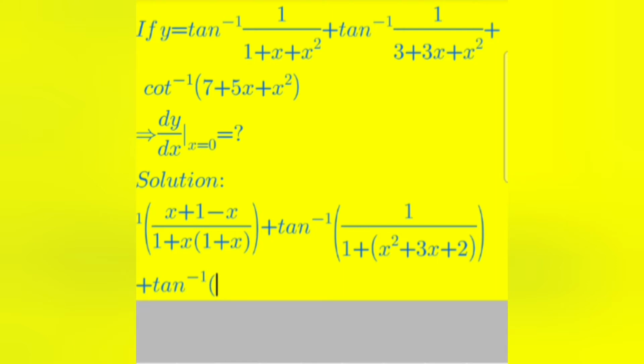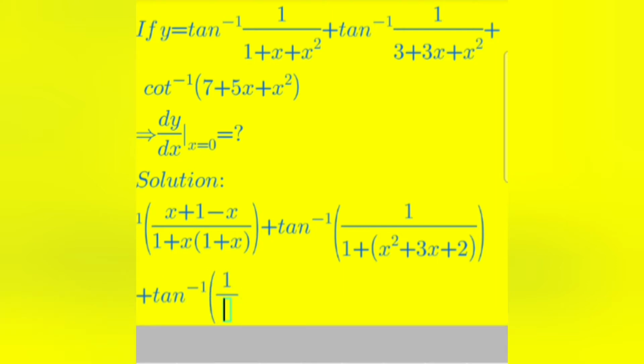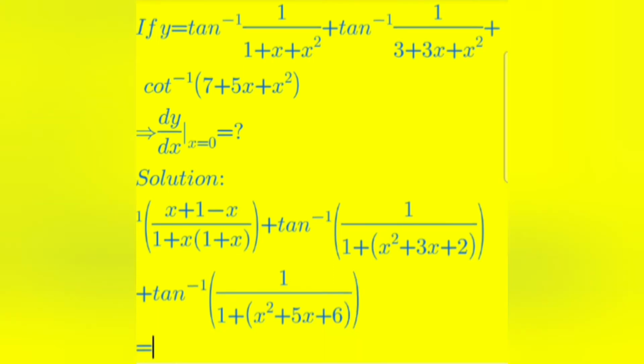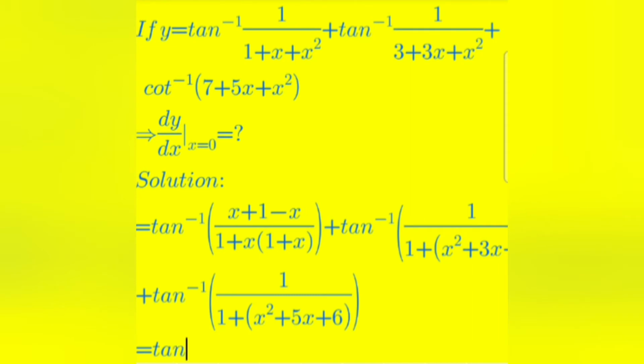Same thing, we can write 1 over something, so it may be 1 plus something in the form of tan inverse, and it would be x square plus 5x plus 7. We write 1 here, so x square plus 5x plus 6. Now factorize this part.